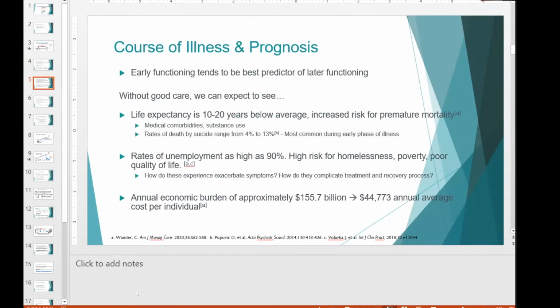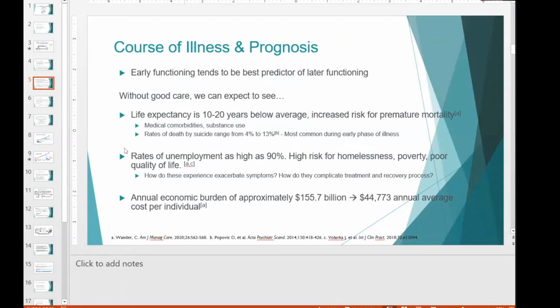We're going to talk a little bit about course of illness and prognosis. We're going to say that early functioning tends to be the best predictor of later functioning. Sometimes folks will wonder, what's the outcome here? We're going to talk to them about how we look at where they were before they experienced the onset of psychosis. Were they in school? Did they have friendships? Were they doing well in their daily lives? Or were they already struggling? We're going to use that information as part of our treatment plan to help us understand the outcomes that we're aiming for.